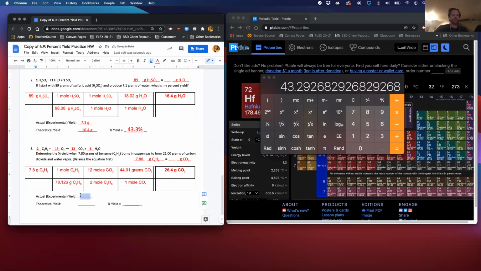And that means that, in reality, I got 21. That's what the problem gives me. And I calculated 26.4. So that means I get a percent yield of 79.5%. That's this number divided by this number times 100%.